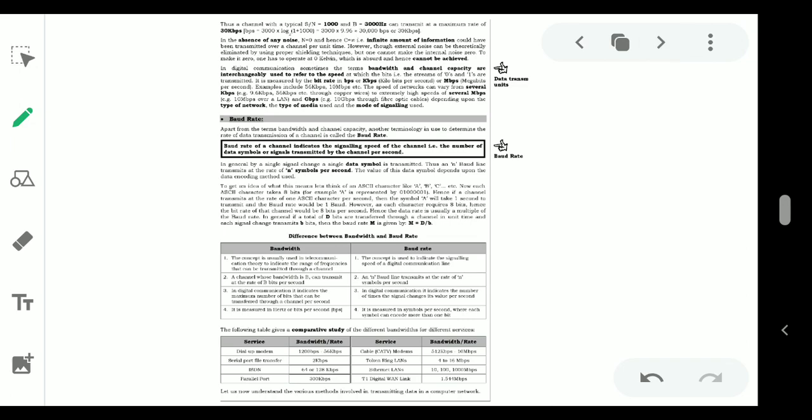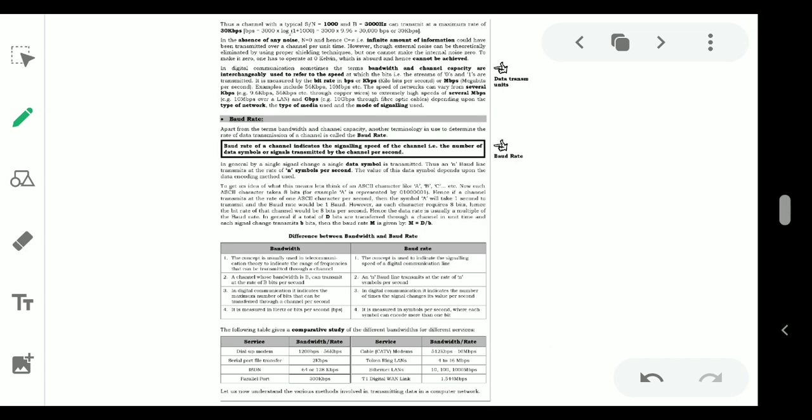Bandwidth is a concept usually used in telecommunication theory to indicate the range of frequency that can be transmitted through a particular channel. The baud rate concept indicates the signaling speed of a digital communication line. In the case of bandwidth, a channel whose bandwidth is B can transmit at the rate of B bits per second, and N baud lines transmit at a rate of N signals per second.